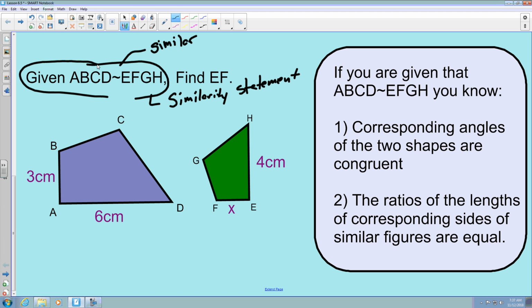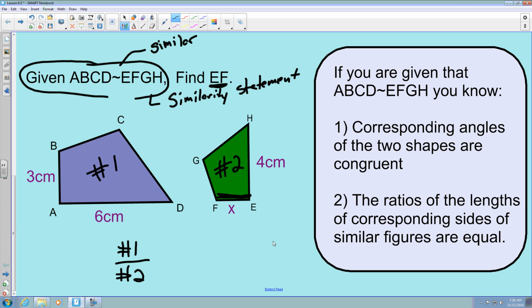Okay, so here is what you should do in order to find these unknown values. In this case, they want you to find the side length of EF. EF is right here. To set up the proportion, let's call this shape number one, and we'll call this shape number two. As long as you are consistent on what you are placing in the numerator and the denominator for each shape, you should be okay when it comes to solving for the unknown. So I am going to make sure that all of my values in the numerator come from shape number one, and all of the values in the denominator come from shape number two.